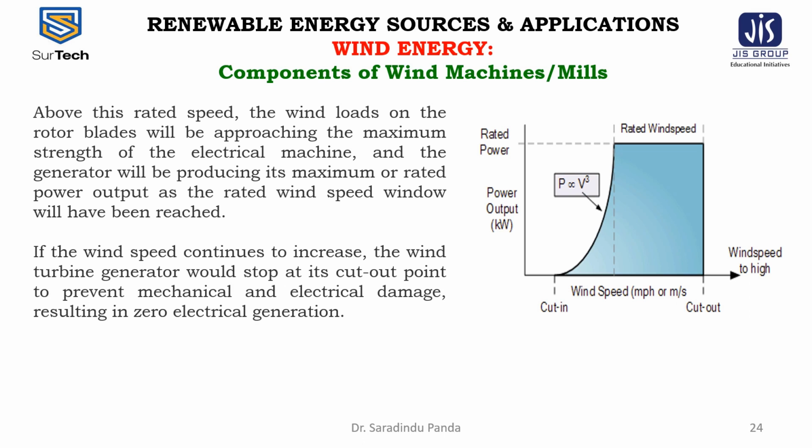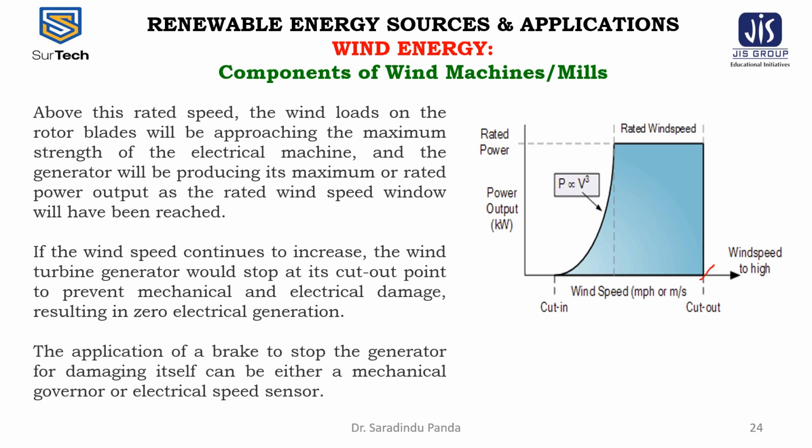If the wind speed continues to increase, the wind turbine generator would stop at its cutout point. This is the cutout point, to prevent the mechanical and electrical damage, resulting in zero electrical generation. The application of a brake to stop the generator from damaging itself can be either a mechanical governor or by the electrical speed sensor.